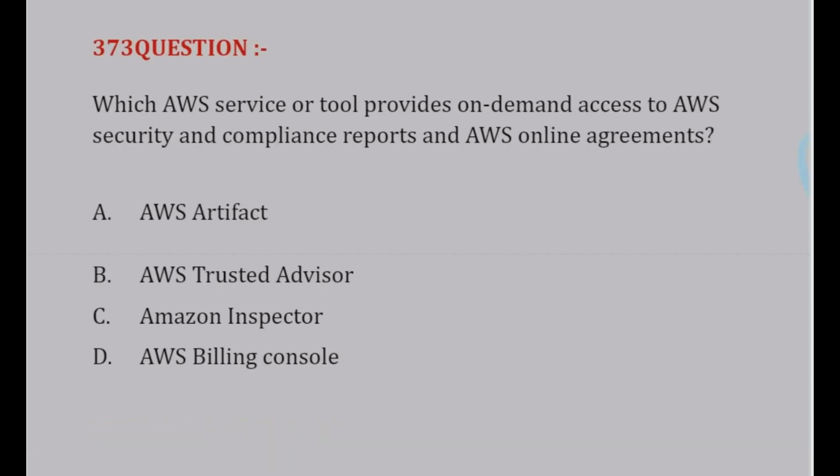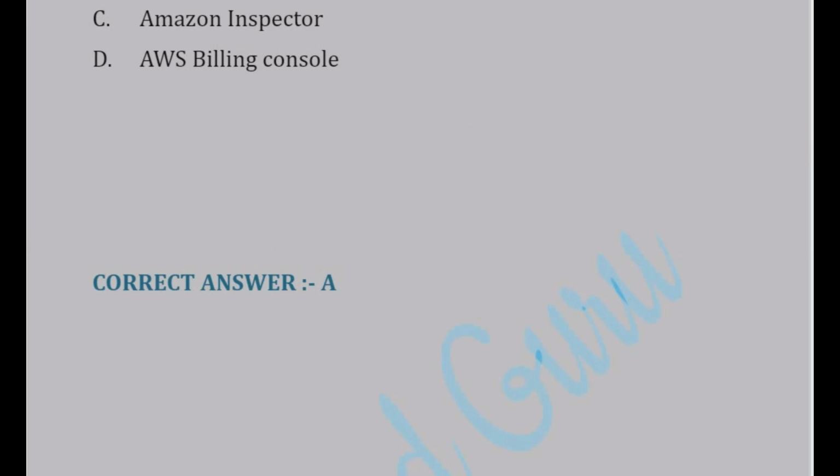Question is, which AWS service or tool provides on-demand access to AWS security and compliance reports and AWS online agreements? Option A, AWS Artifact. Option B, AWS Trusted Advisor. Option C, Amazon Inspector. Option D, AWS Billing Console. Correct answer is option A.